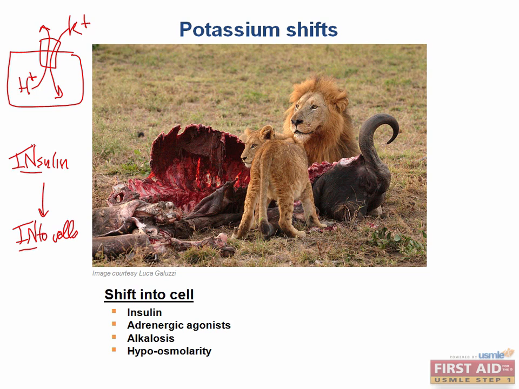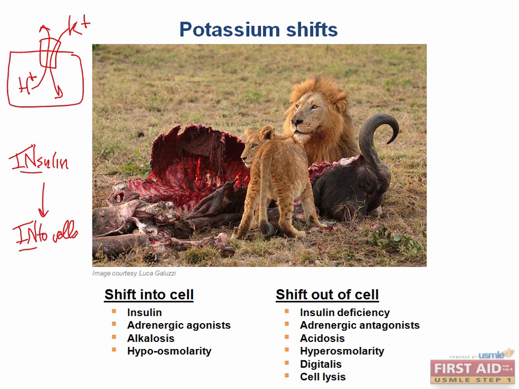The stimuli that shift potassium out of cells will basically be the opposite of what I just mentioned. Insulin deficiency, beta-adrenergic antagonists, acidosis, and hyperosmolarity will shift potassium out of the cells. Digitalis, which blocks the sodium ATPase, will also cause potassium concentrations to build up outside of the cells. Finally, cell lysis, such as during trauma, will cause a release of high concentrations of potassium into the plasma.